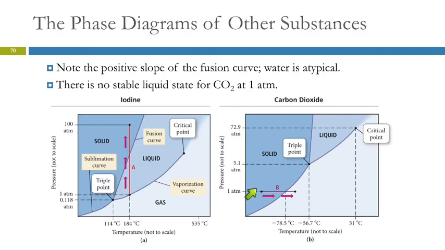Look what's going on at 1 atmosphere. So you've got the solid, you increase the temperature, it sublimes. It goes directly to the gas state. No liquid. In order to get liquid CO2, you have to be above 5.1 atmospheres of pressure. That's why it doesn't melt. It just goes directly to the gas state.